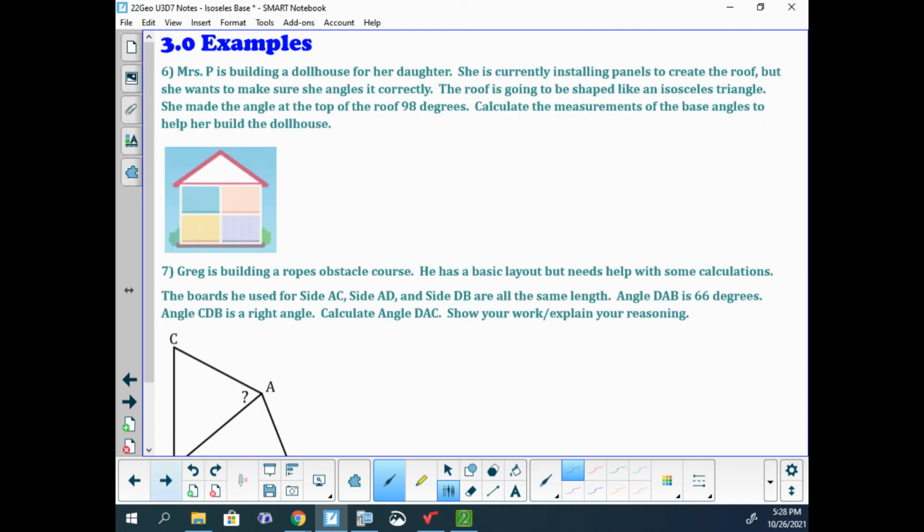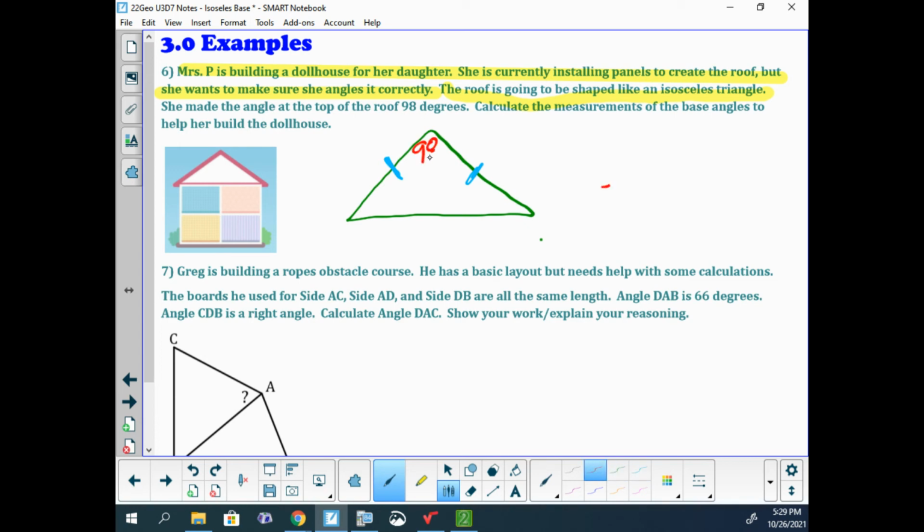All right, let's look at some threes. Miss P is building a dollhouse for her daughter. She is currently installing panels to create the roof, but she wants to make sure she angles it correctly. The roof is going to be shaped like an isosceles triangle. So let's draw my own roof that I can label. Isosceles means two sides are congruent. She made the angle at the top of the roof 98 degrees.